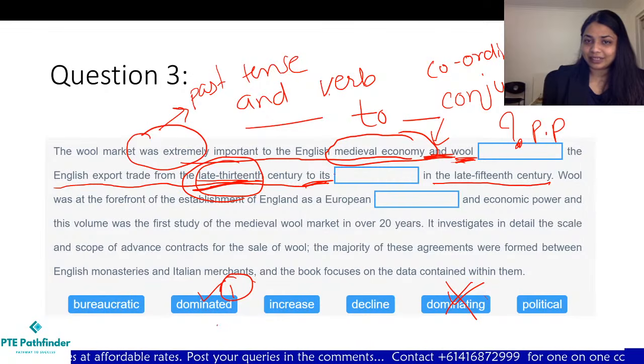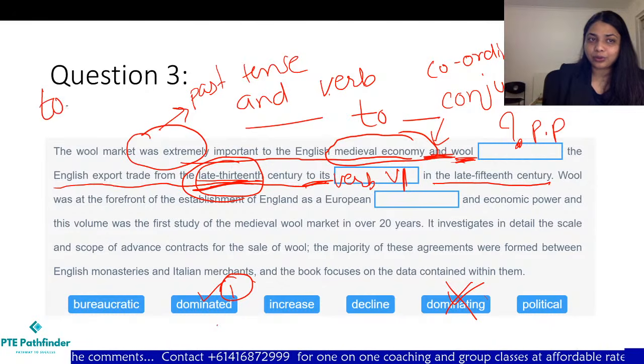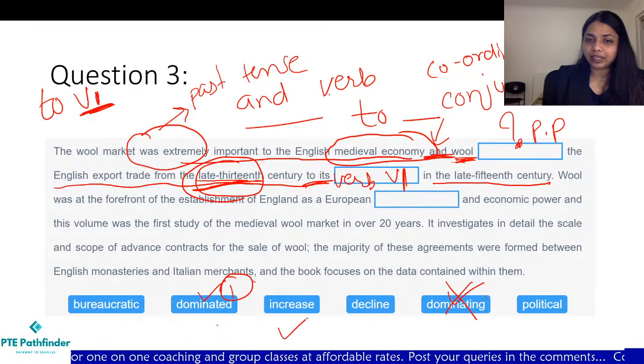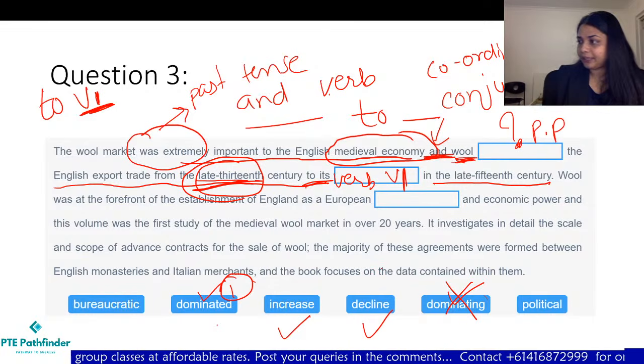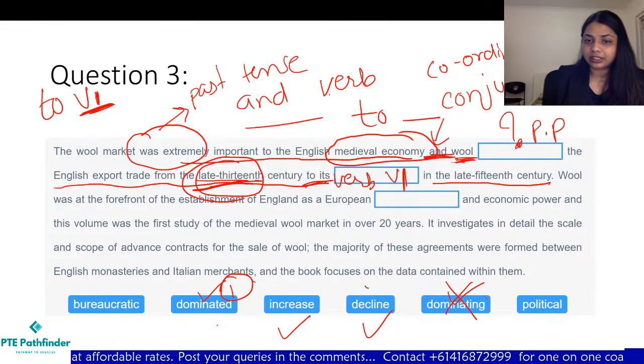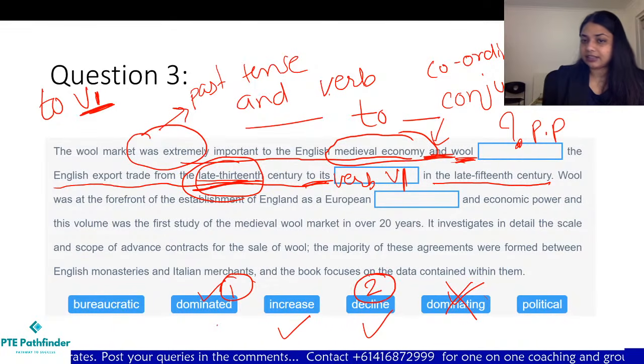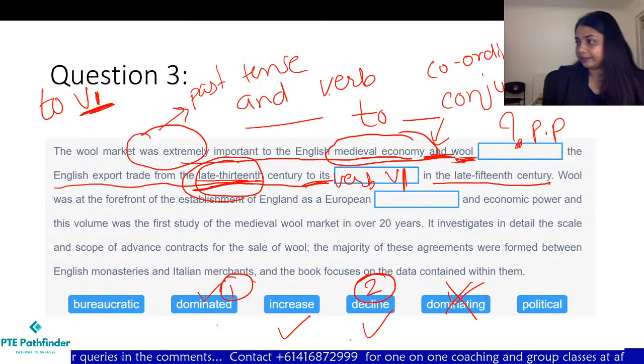So in this case, we need a verb and we need it in its first form. Remember the rule, after to, we always use the first form of the verb. So if you look at the answer options, we have increase and decline. And if you look at the meaning, we're talking about decline. So your second answer in this case would be decline. Good work, guys. Good work.